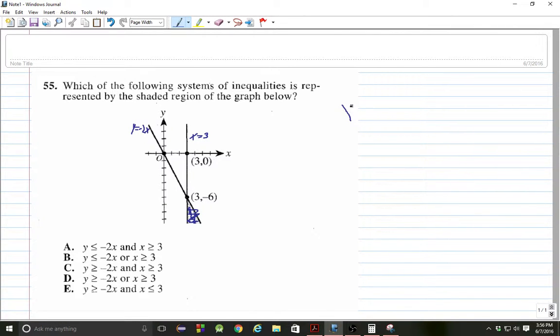So y is less than or equal to negative 2x, and because it's bounded by both negative 2x and x, and not or, and x is greater than or equal to, since it's a closed line and it's to the right, x is greater than or equal to 3. Okay, I'm thinking Java right now.